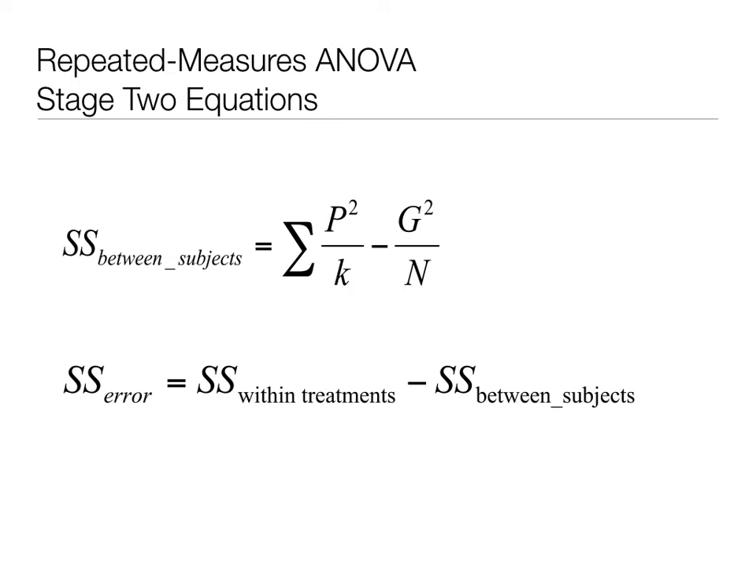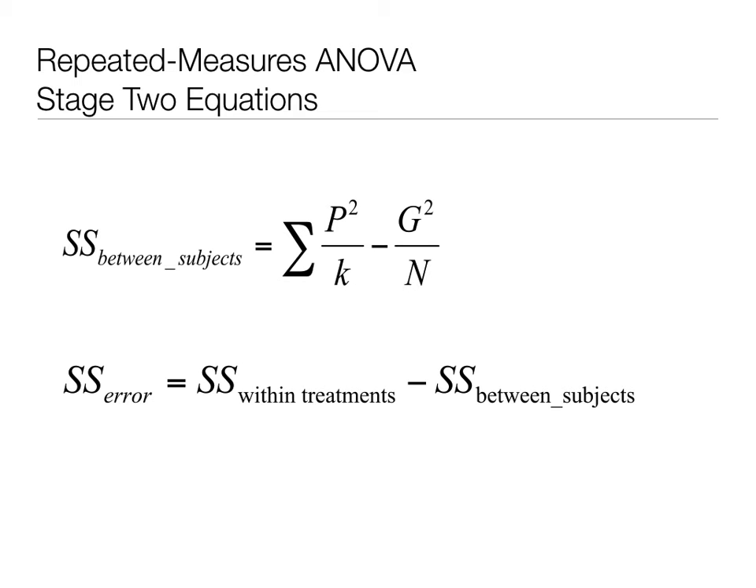So these are the new formulas for sums of squared between subjects and sums of squared error. If you look at that sums of squared between subjects formula, it looks very similar to that sums of squared between treatments, and we'll talk about that in a second. So you'll calculate sums of squared between subjects, and you'll just literally subtract it from the total that you got in stage 1 for sums of squared within treatments.